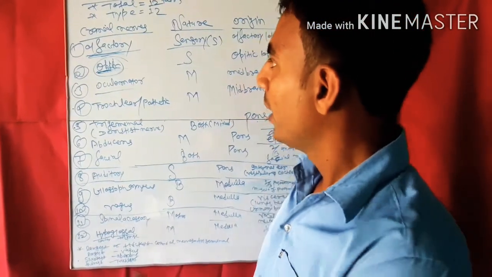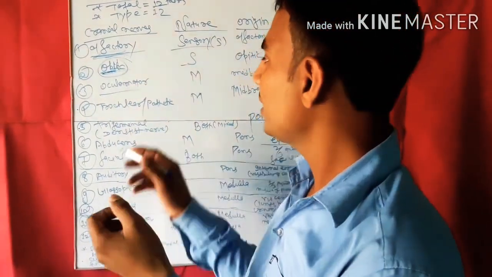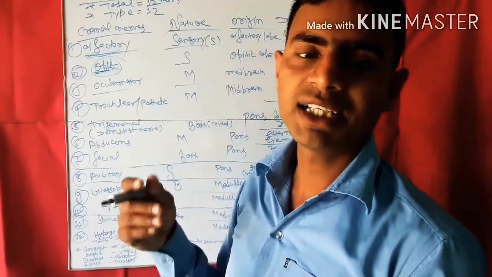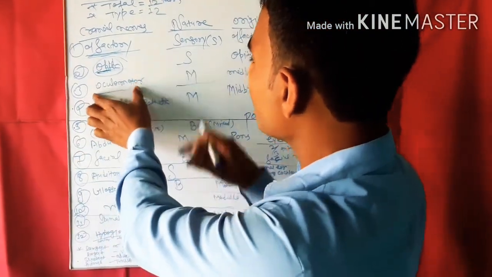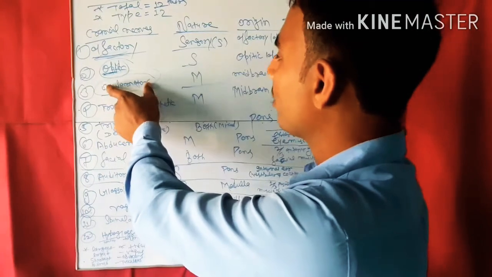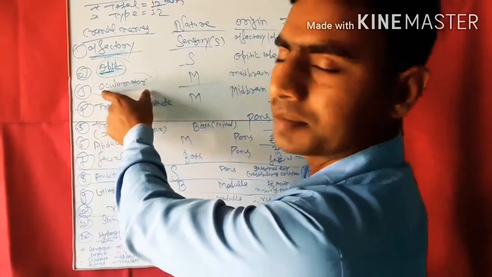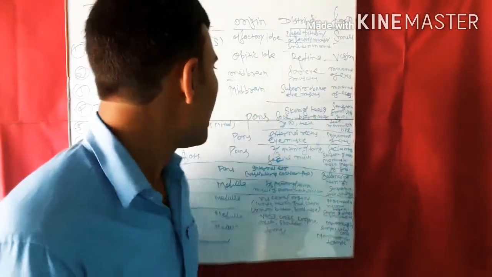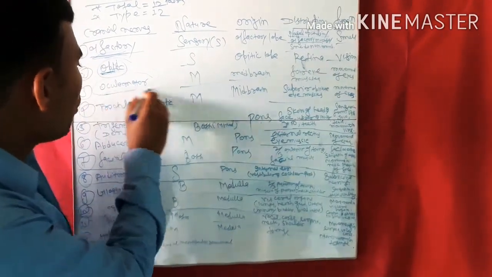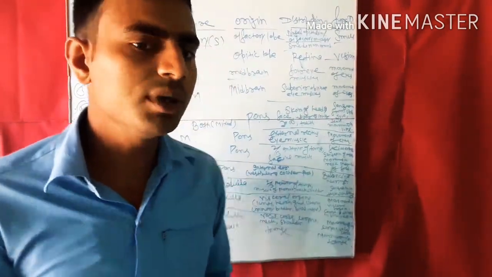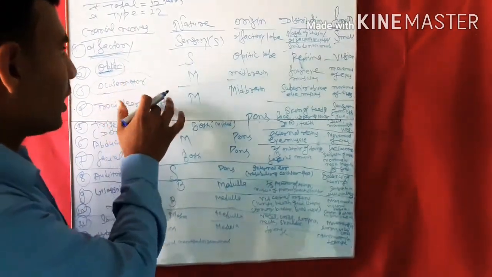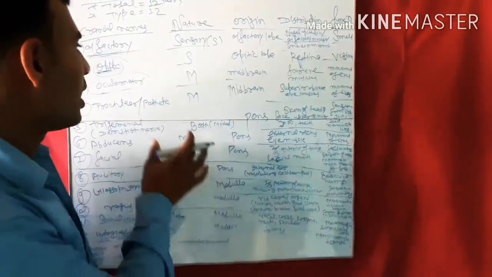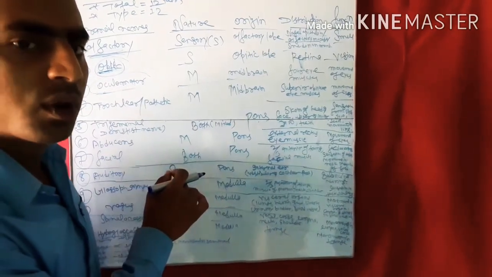Oculomotor cranial nerve, its nature is motor, and the origin of the oculomotor cranial nerve is the midbrain. From the midbrain, the oculomotor nerve originates. And its distribution is in four eye muscles.